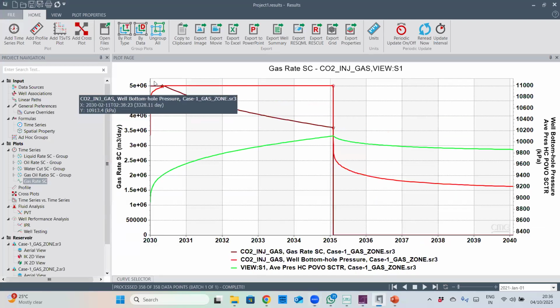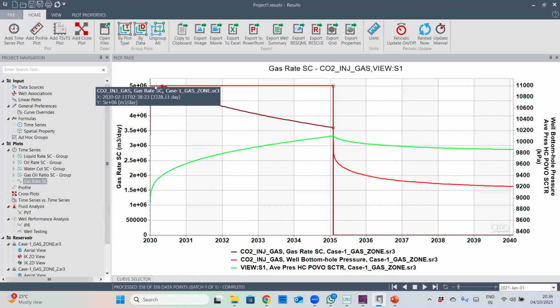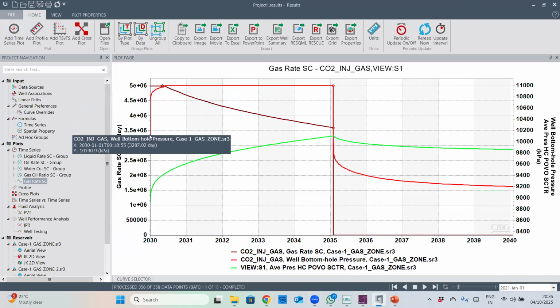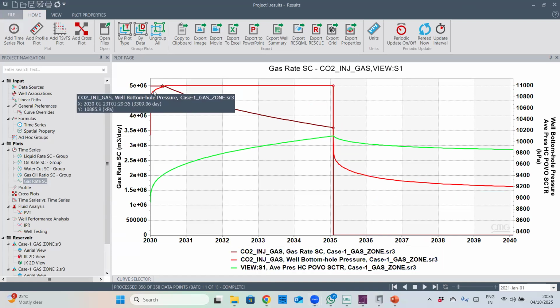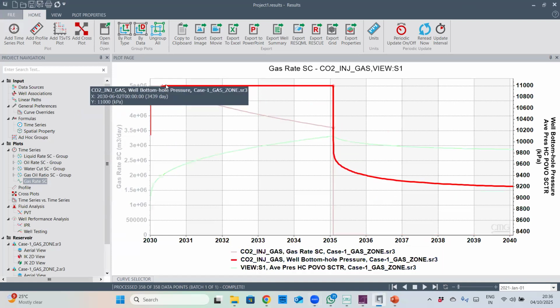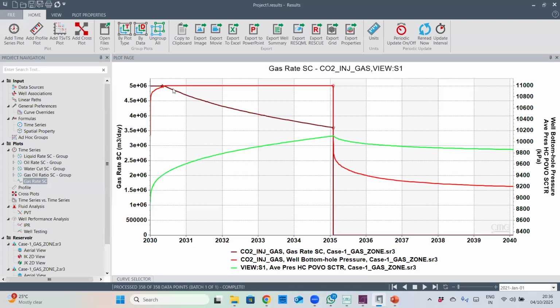So you can see that I'm injecting CO2 at the peak rate of 5 into 10 power 6 meter cube per day, but you can see the increase in bottom hole pressure, right? It proportionately went up to 11,000 kilopascal. So now my constraint was hit. I cannot exceed this bottom pressure, so I need to reduce my injection flow rate so that I won't fracture the formation.